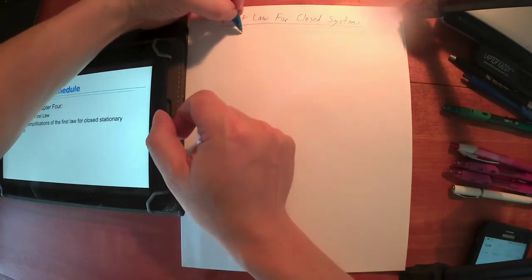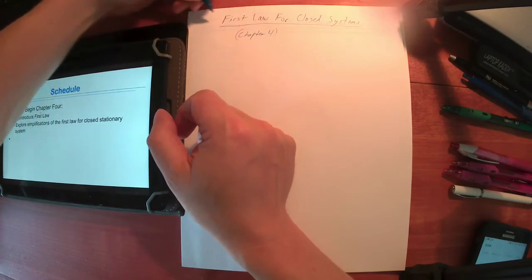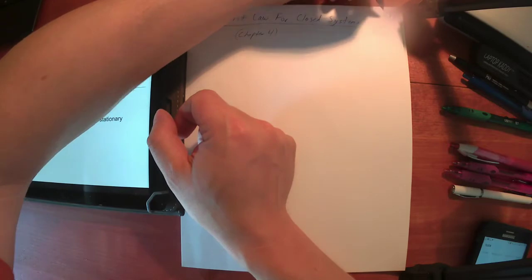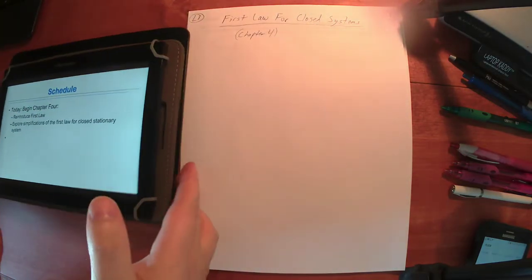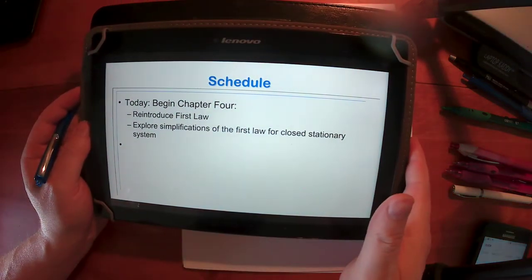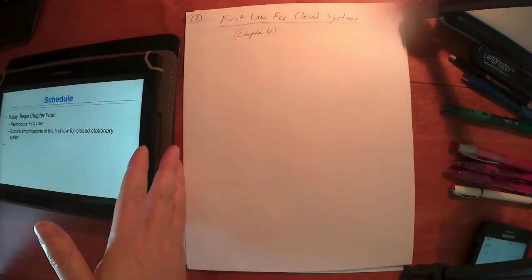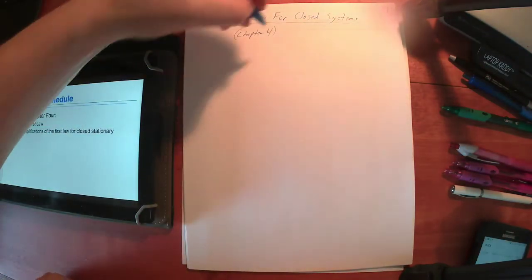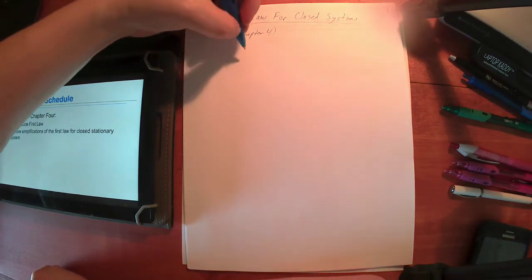Okay. Again, this is Chapter 4 in the Cengel and Boles text. This is going to be Lecture 8. This is page 1. Okay, so our goal here, Chapter 4 being first law for closed systems, as we said, and so we'll reintroduce the first law and explore some simplifications for first law for closed stationary systems.